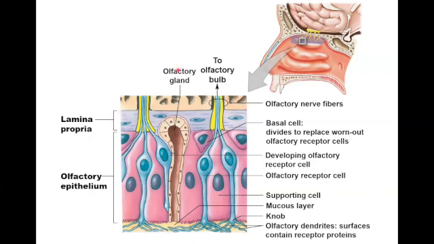So the olfactory gland is what produces the mucus layer? Which one is it again? The olfactory gland? Yes. That's what we're saying here. It's a mucus gland, basically.